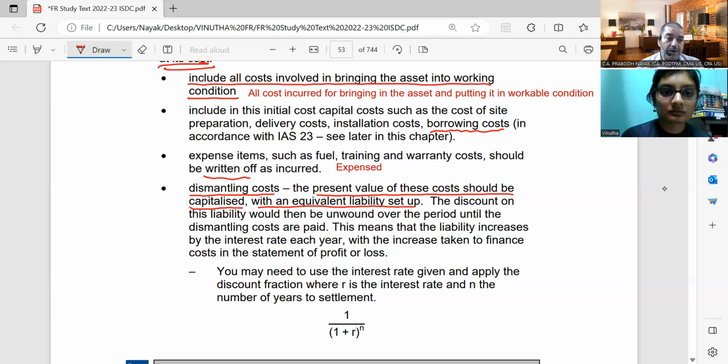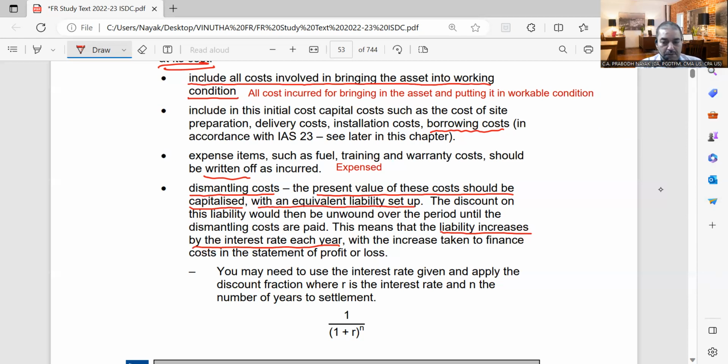So 40,000 must have been discounted and you are showing something like 18,000. So 18,000 as of today, but after 20 years, it should show 40,000. So 18,000 as of today, every year I will go on adding interest to it, so that at the end of 20 years, it will come to 40,000. Okay, so this means that liability increases by the interest rate each year, with the increase taken to finance cost in the statement of profit or loss. So interest is always a finance cost. It will come in the profit and loss.